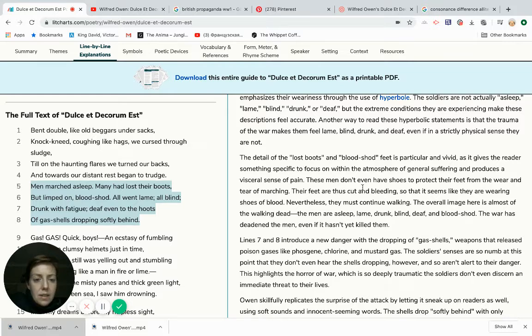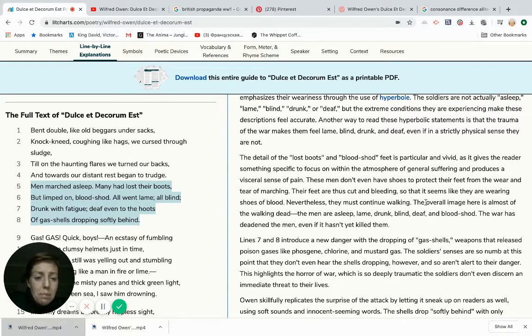Their feet are thus cut and bleeding and covered in blood, as they would be with shoes, because that's what the word shod means. It means shoed. So instead of being covered in shoes, they are covered in blood, so that it seems like they are wearing shoes of blood. Nevertheless, they must continue to walk. They have no choice. The overall image here is almost of the walking dead.